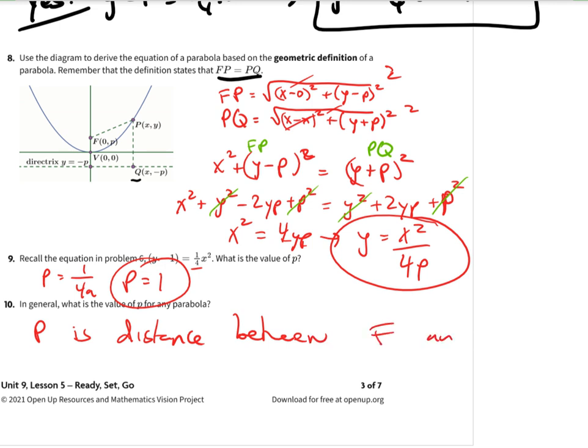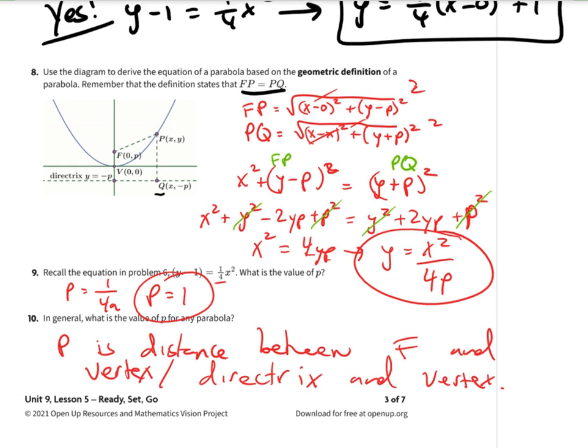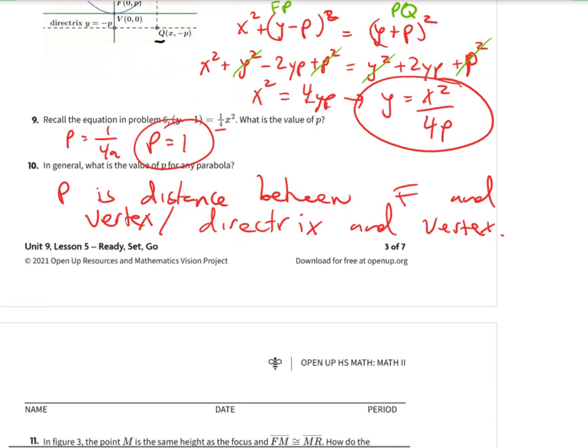Between the focus and the vertex. Or it's also the distance between the directrix and the vertex. All right, because FP equals PD, or PQ in this case. Okay, so that puts us at 6, 7, 8, 9, 10. We've got 3 questions left: 13, 14, and 16.